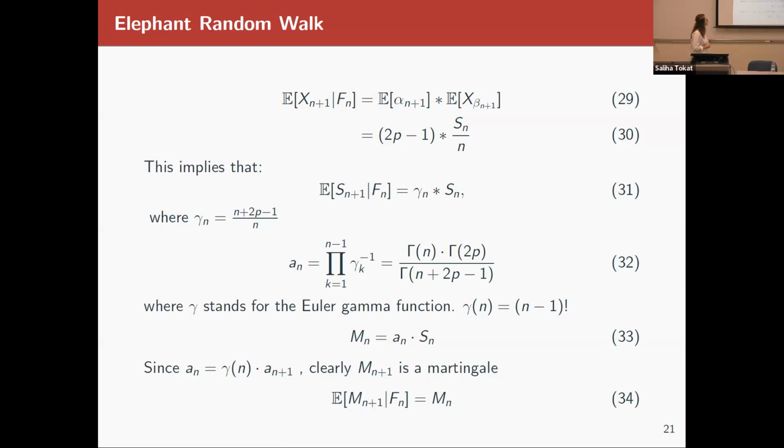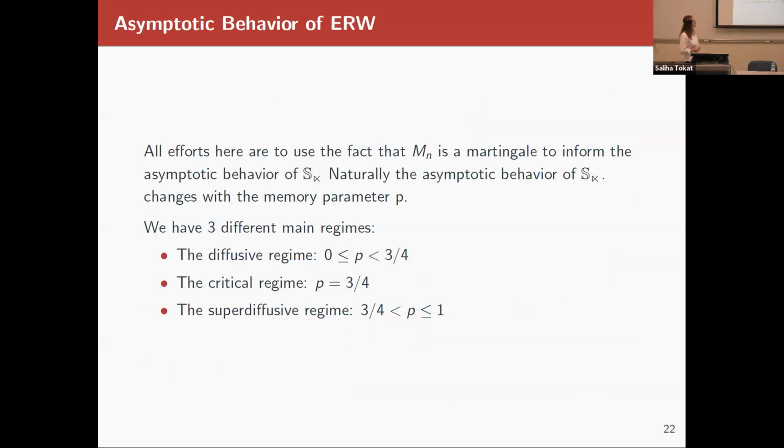Here are tedious calculations. I will just sketch them. Here I am defining another variable, a_n, with this multiplicative formula, where this is Euler's gamma function, and I am defining another random variable, M_n, equal to a_n S_n, and this is a martingale. All of our effort here goes into proving that this process is a martingale, and using the martingale convergence theorem to deduce the asymptotic behavior of the walk.